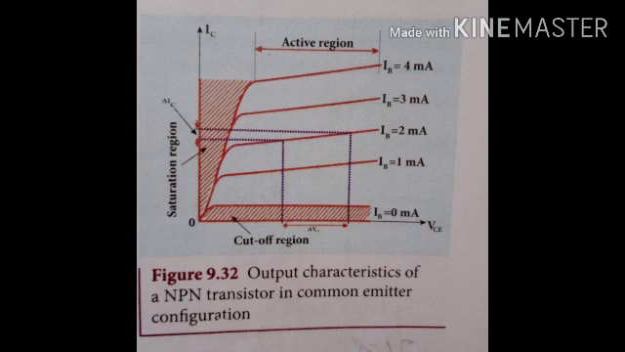Next we come to the active region. In this active region, the emitter base junction is forward biased and the collector base junction is reverse biased. So in this region, the transistor can be used for voltage, current and power amplification purposes. At last, the breakdown region. If the collector emitter voltage is increased beyond the rated value for the transistor, the collector current increases, leading to the breakdown region of the transistor. This avalanche breakdown will damage the transistor.